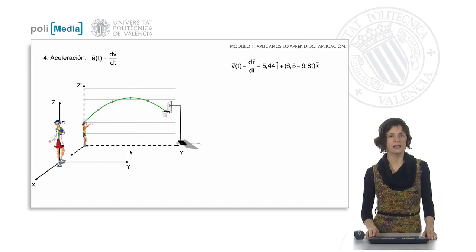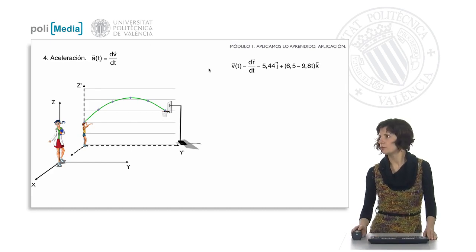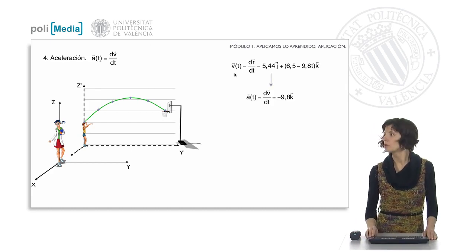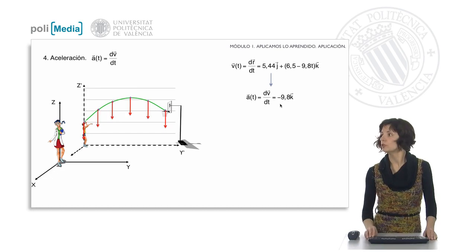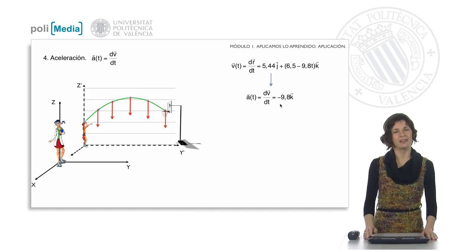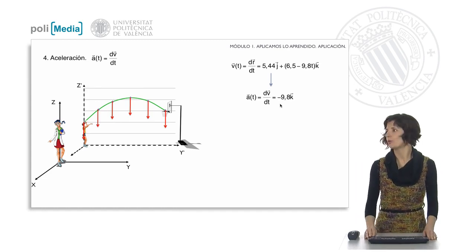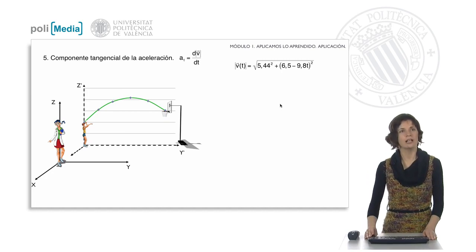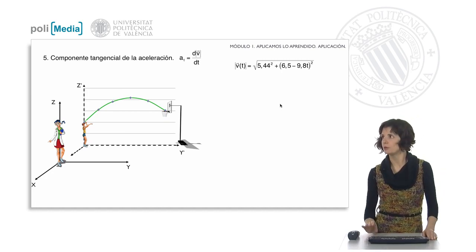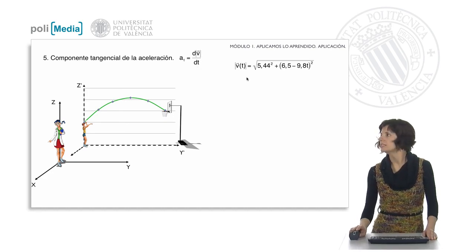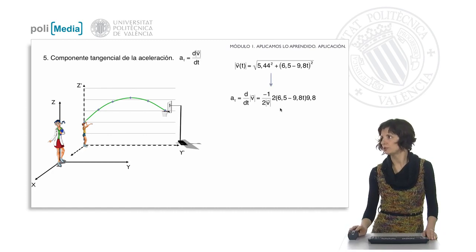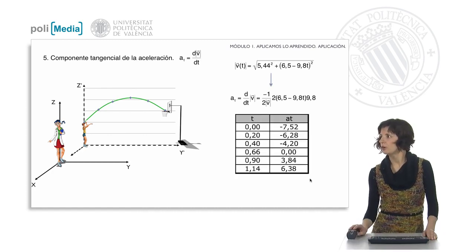Next, we are going to calculate the acceleration vector by deriving the velocity vector that we have already calculated. We obtain a new vector that has only the z component. Specifically, it is vertical and downward, and its modulus corresponds to the acceleration of gravity, with that 9.8 that we all know. Let us now calculate the components of the acceleration vector. The tangential component is the derivative of the velocity magnitude with respect to time. If we derive this expression, we obtain an expression as a function of t. Given values to t, I obtain the different values of the tangential acceleration.